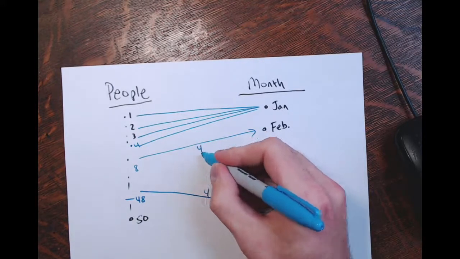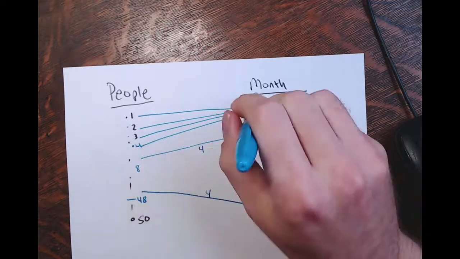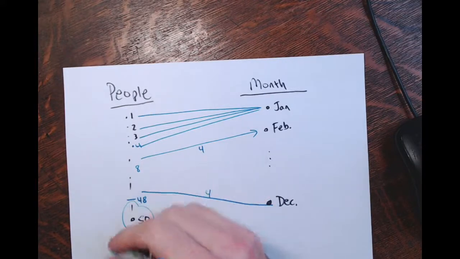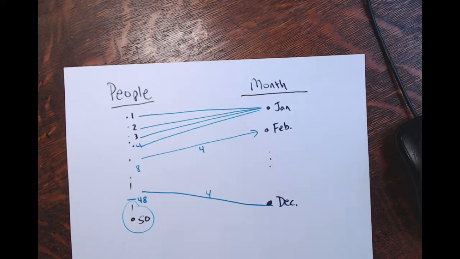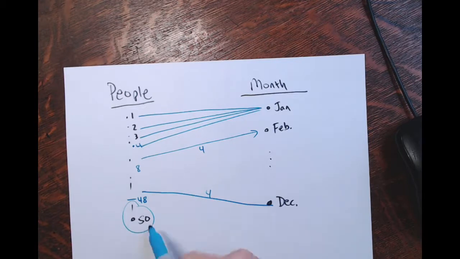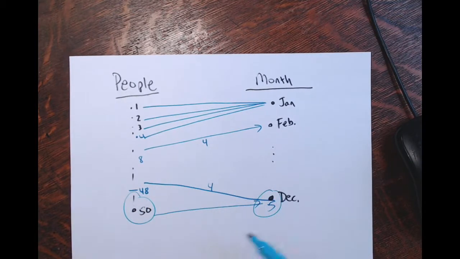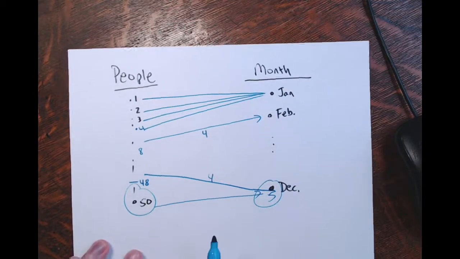That's 4 arrows. So every month has 4 arrows going to it, but there are still 2 people left, person 49 and 50, and they have to have a birthday somewhere in some month. So let's say person 50 goes there. Now there's the 5th arrow. There are 5 arrows going into December, and any one of these months would have to have at least 5 arrows. There's one month that has at least 5 arrows going to it.